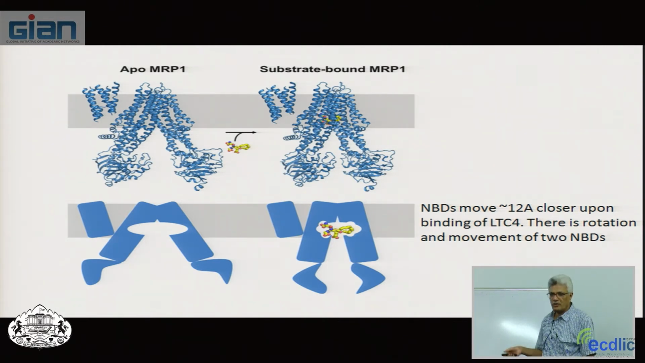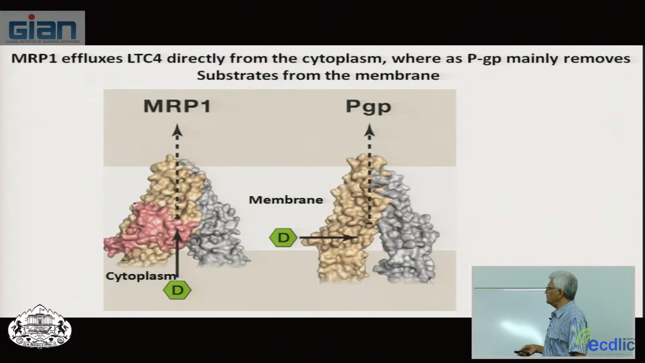And we still are working on that. We don't have a clue for that. Okay, but this clearly happens. You can show it by a variety of different methods. Basically, there are differences in the transport mechanism, the way MRP1 transports and P-glycoprotein, at least based on current knowledge.